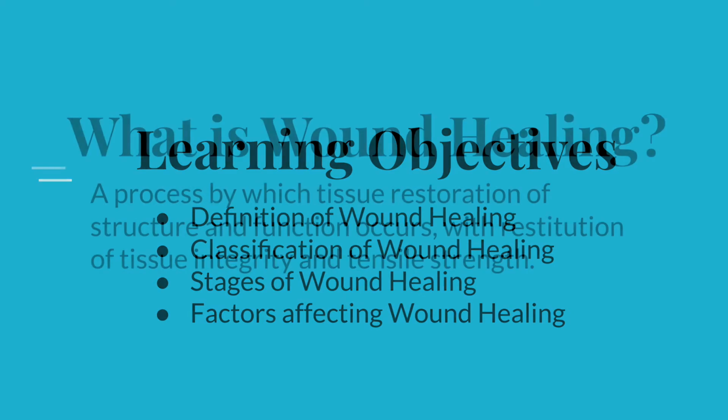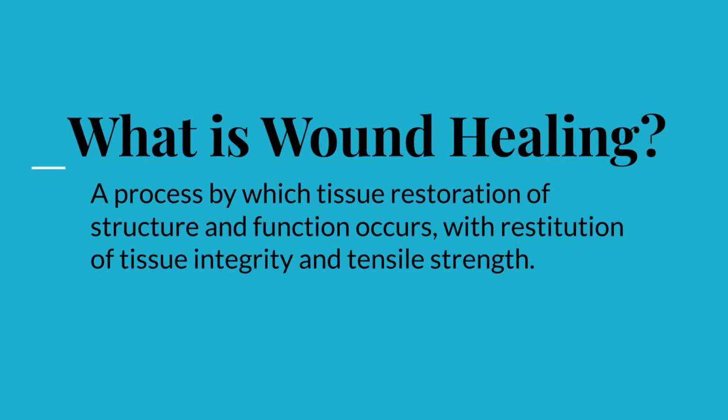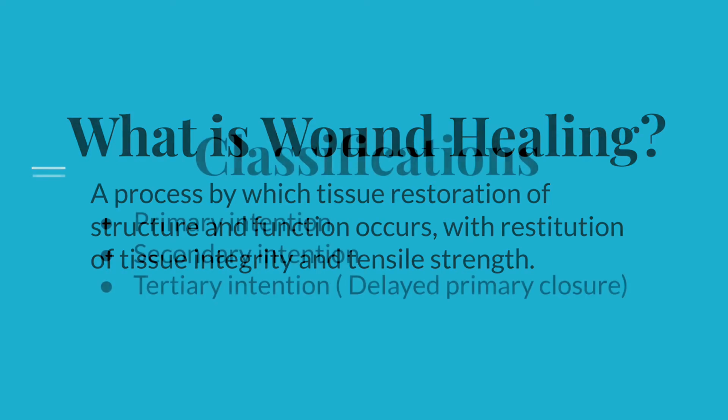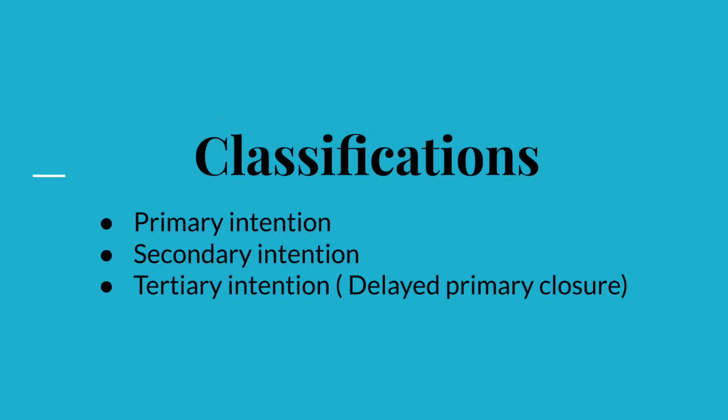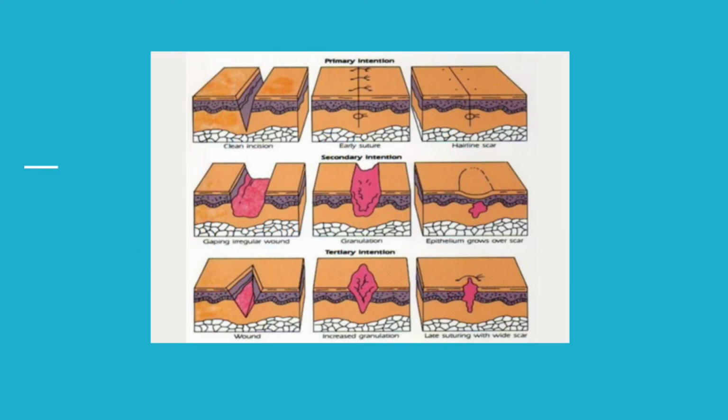First of all, we have to understand that wound healing is a long process which involves the restoration of tissue structure and function. These are mainly involved in the restitution of tissue integrity and tensile strength, respectively. I would personally classify wound healing into primary, secondary, and tertiary intention, aka delayed primary closure. In primary intention, where wounding has occurred, the wound is closed by direct suturing.